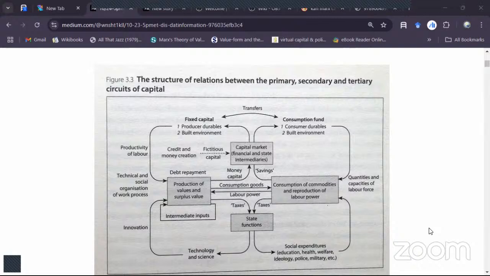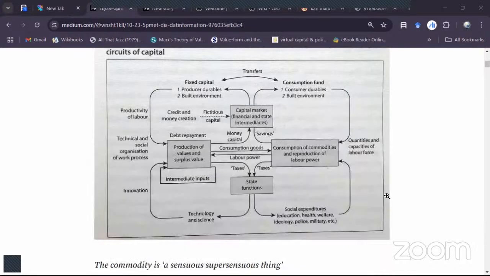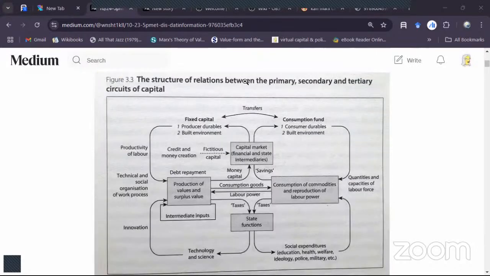There's no commodity in this diagram, but circuits of capital still involve it. Stuff's still getting consumed. Capital is still necessary. Stuff happens, except that at one level, and as we saw in the above diagram, something a little more concerned with this distributional side here. That is the structure of relations between primary, secondary, and tertiary circuits of capital.